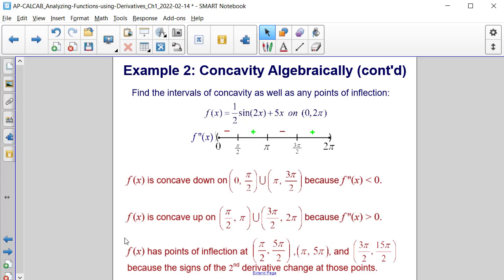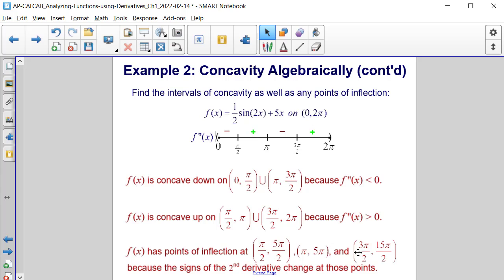Therefore, f of x has points of inflection at pi over 2, and if we evaluate at pi over 2, we'll get the sine of 2 times pi over 2, or the sine of pi, which is 0, so this first term is 0 plus 5 times pi over 2, so it's just 5 pi over 2. So that's one point of inflection. Another one is pi comma 5 pi. Same deal. If we put pi in here, sine of 2 pi is 0, so the first term goes away. 5 times pi is 5 pi.